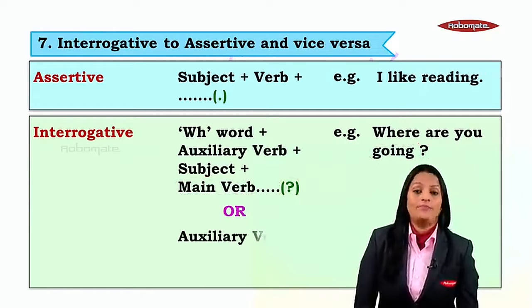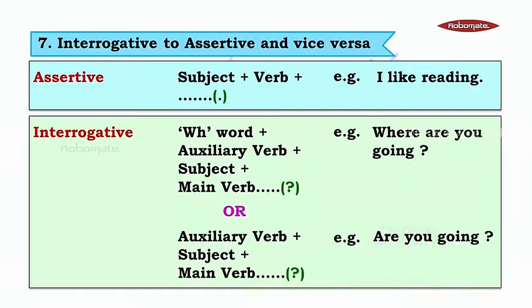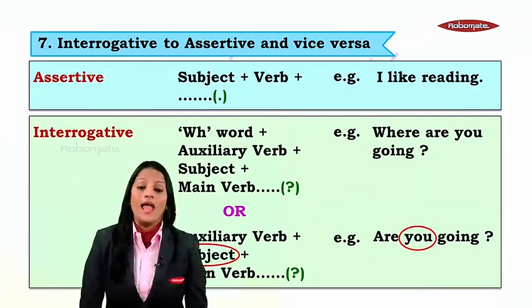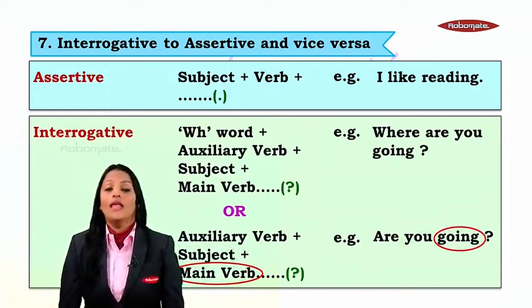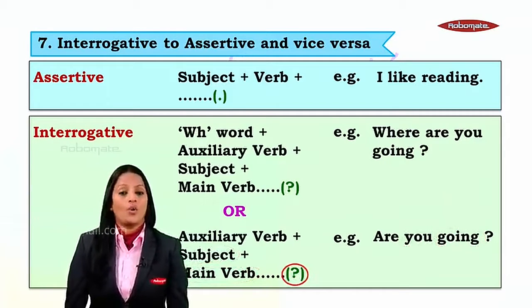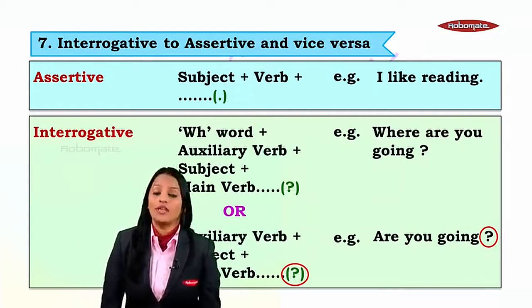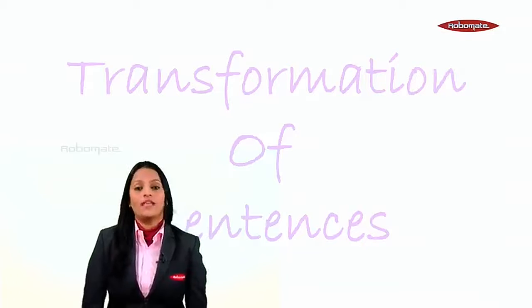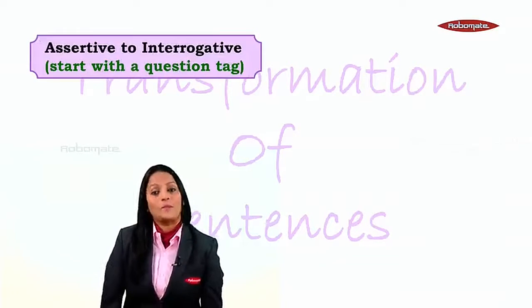Now, the other type, auxiliary verb plus subject plus main verb. So, are you going? Here, auxiliary is are. Then we have the subject you. And finally, the main verb, that is going, ending with a question mark. So, this is the structure of interrogative and assertive. Let's see how we make use of it to change from one to the other.